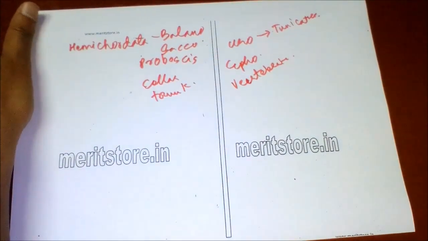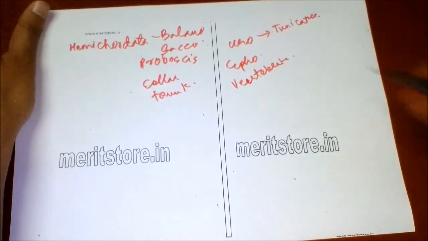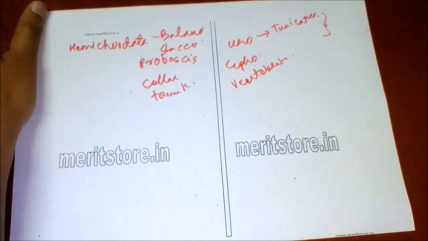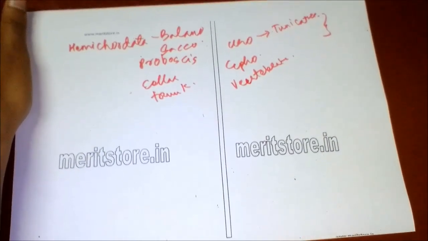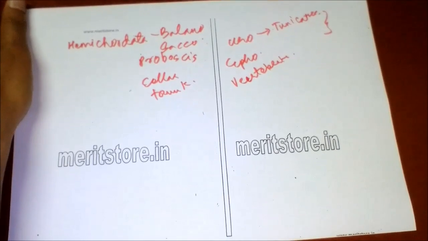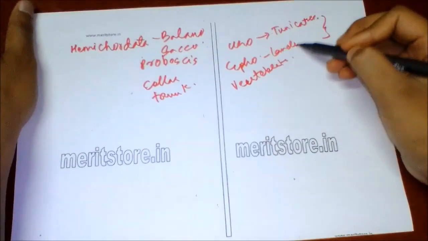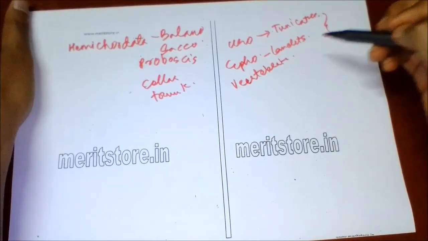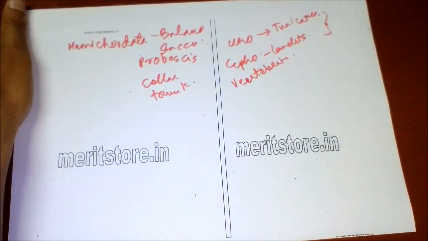Urochordata and Cephalochordata are included under Protochordata. Examples of Urochordata are Ascidia, Salpa, Herdmania and Doliolum, and of Cephalochordata are Branchiostoma and Amphioxus, also known as lancelets. They have a needle-like structure. And then comes the phylum Vertebrata.